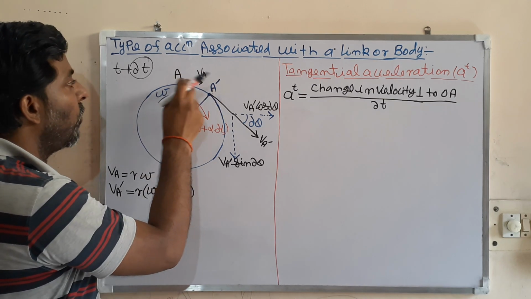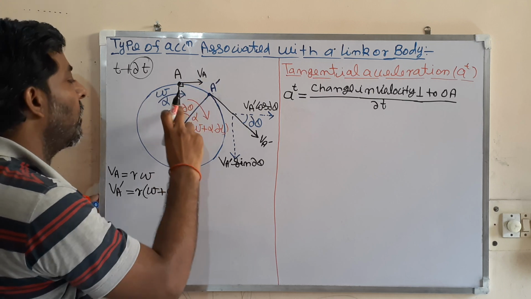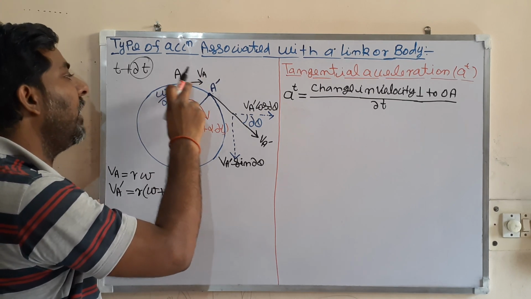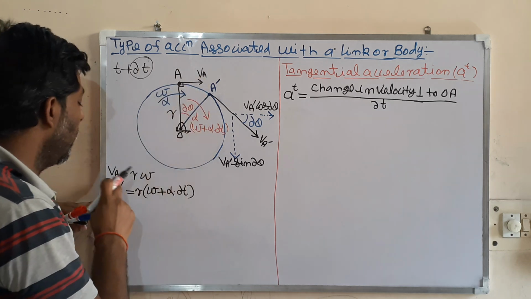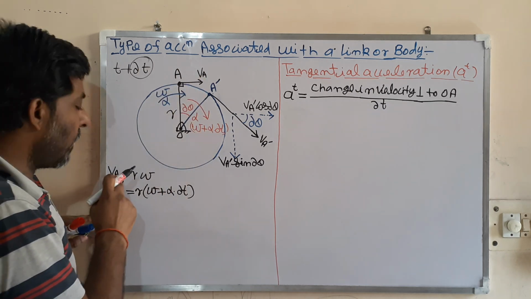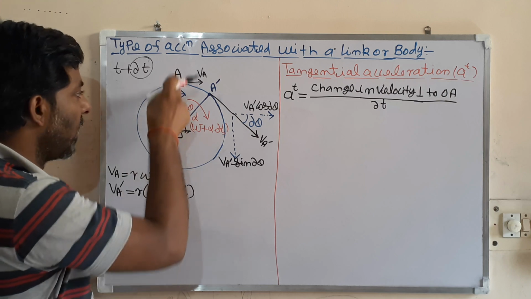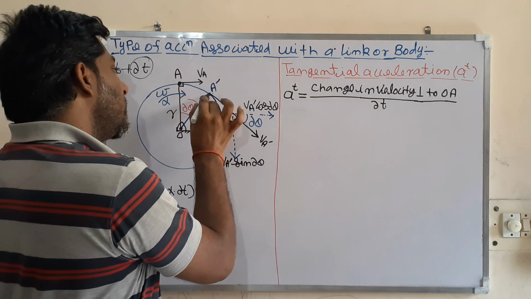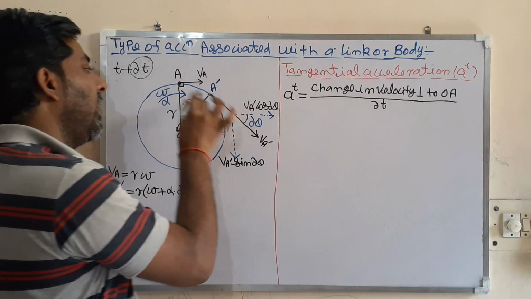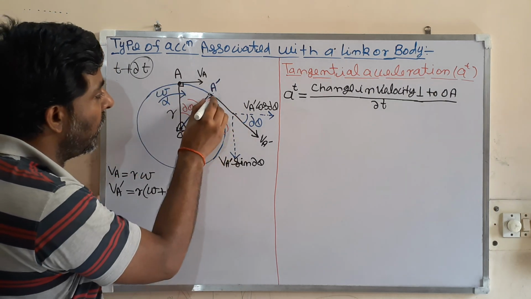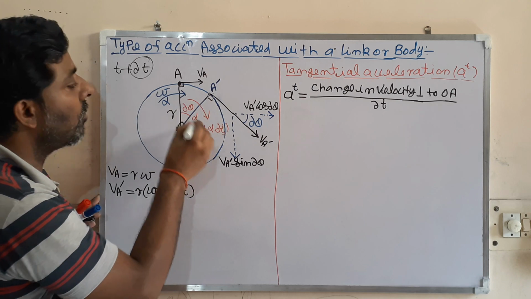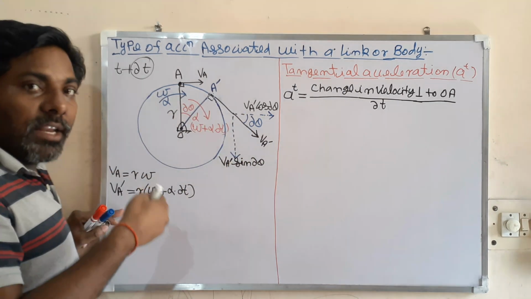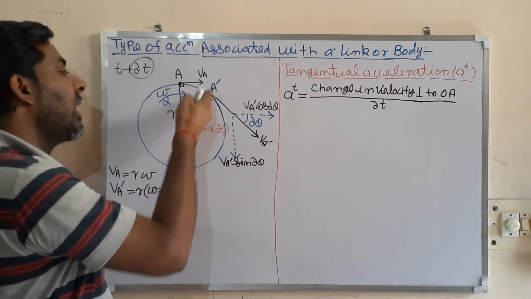So the velocity of point A. The first thing is that the velocity of point A with respect to O will be perpendicular to OA, so it is in this direction. Apply the formula V equals r omega: its radius r into its angular velocity omega at that time. Now the next position is A dash. Its velocity again will be perpendicular to the link OA. So VA dash will be r into the angular velocity of that link at that time.